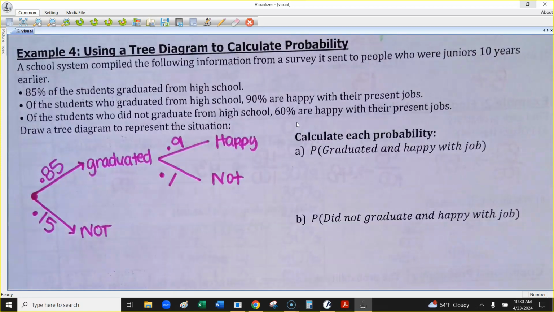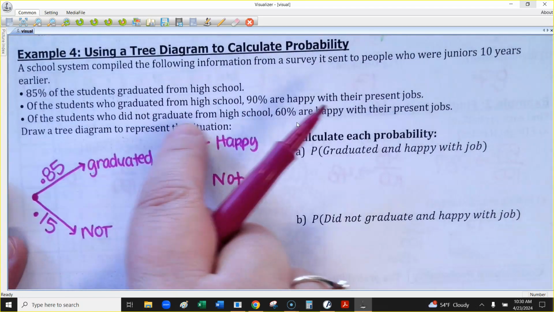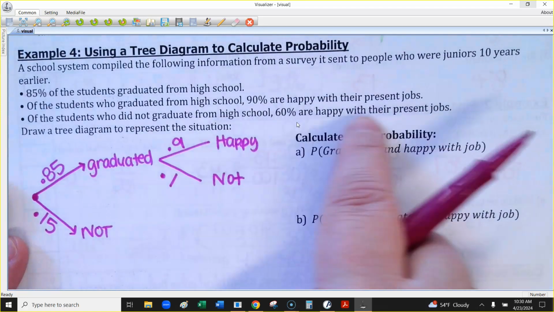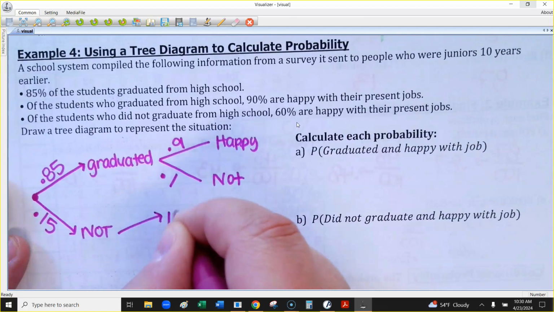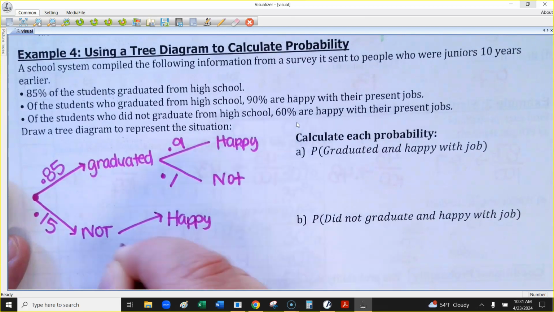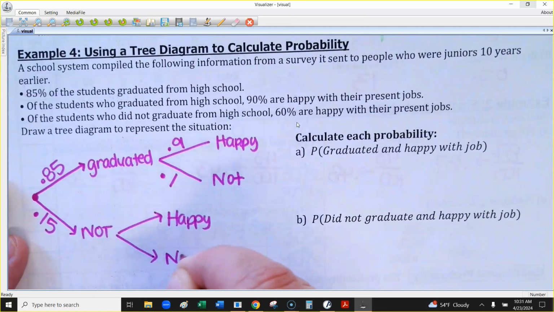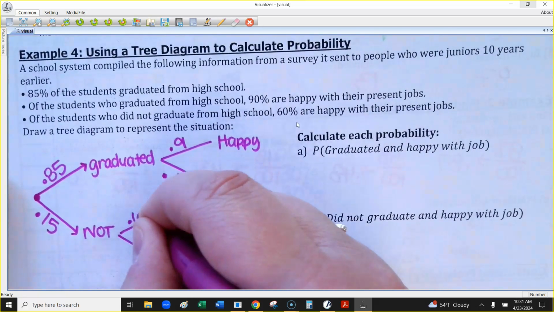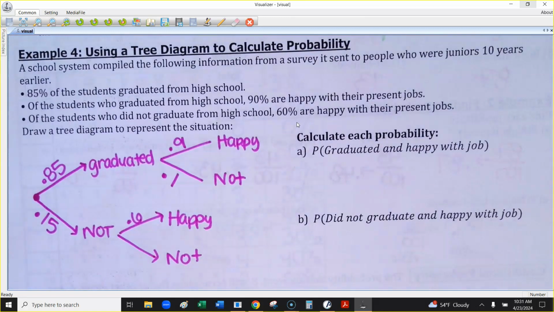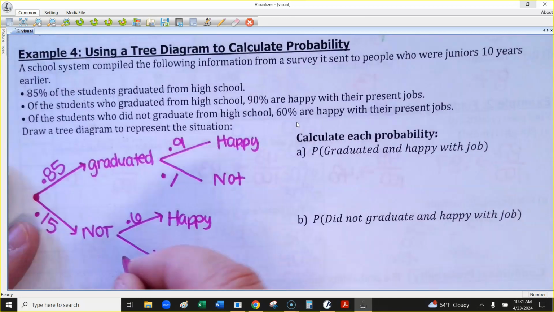Okay, then it says of the students who did not graduate from high school, 60% are happy with their present job. So didn't graduate, and then again, the outcome is either they're happy with their job or they're not happy with their job. So it tells me 60% are happy with their job. So then what percent are not happy with their job? 0.4. Okay, now here's all you're going to do.